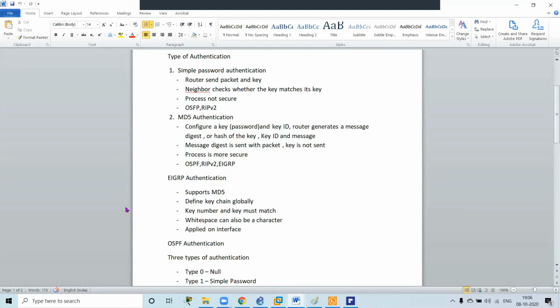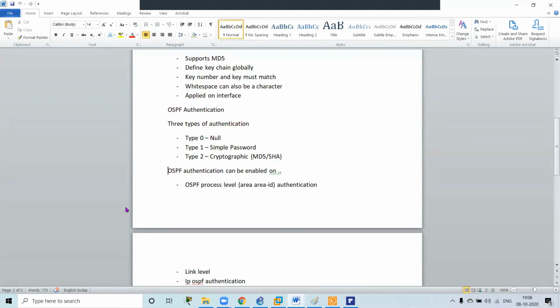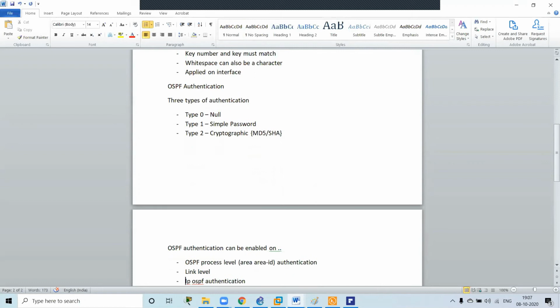Now, when we go to OSPF, three types of authentication are there. Type 0, that is null. Type 1, that is simple password. And type 2, that is cryptographic, MD5 or SHA algorithm. So in OSPF, we have three types of authentication.